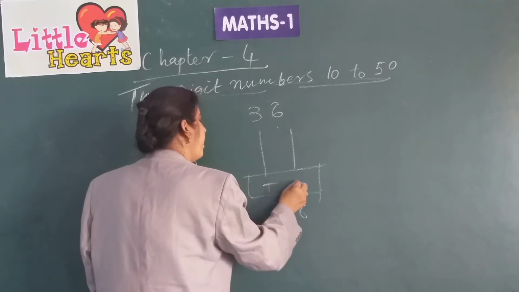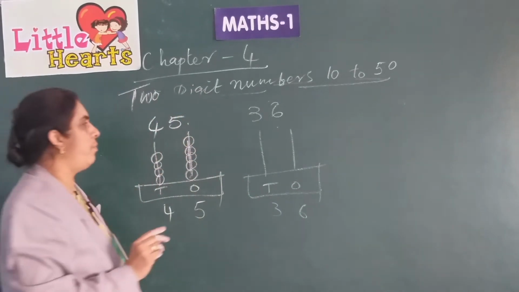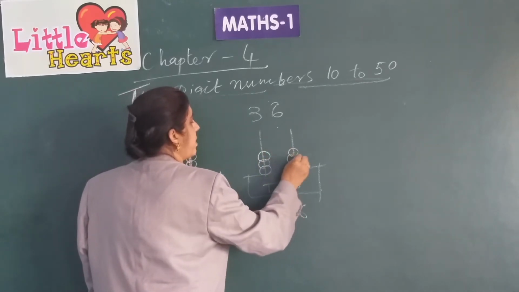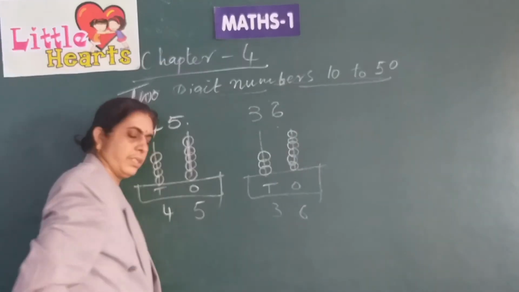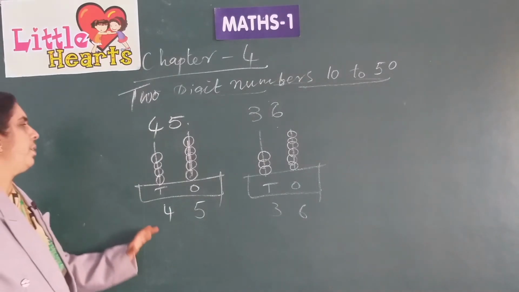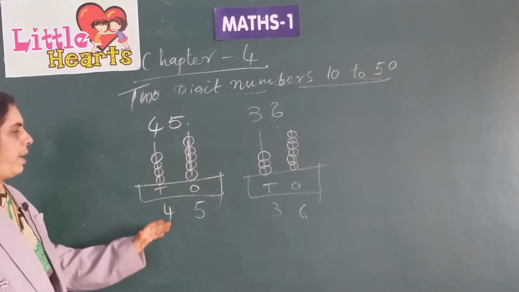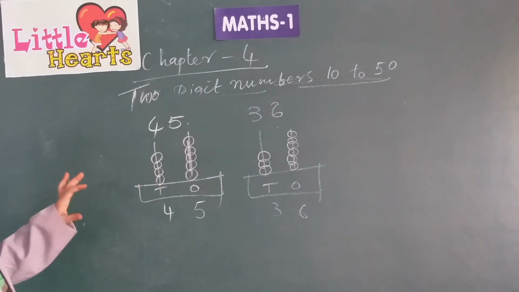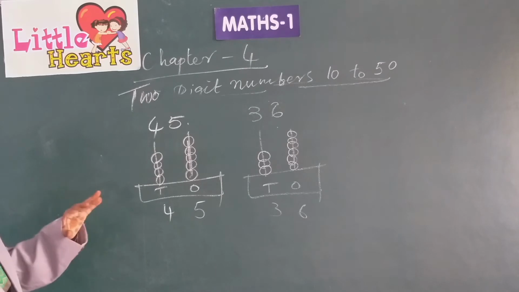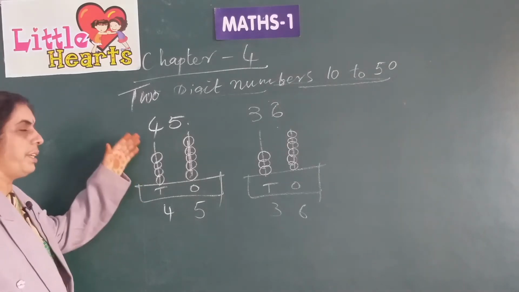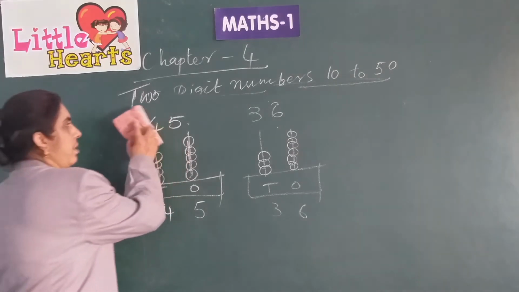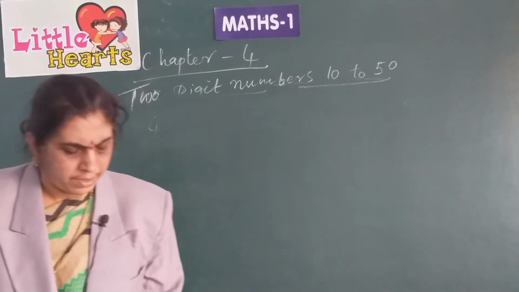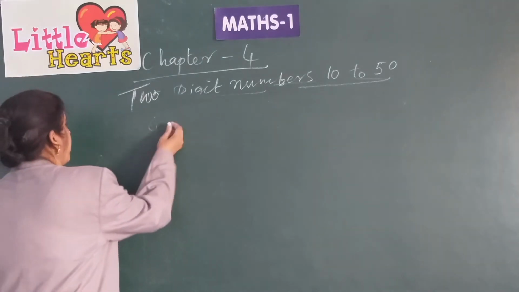Numbers are given here. You have to count the number of beads and draw on the tens place 3, and on the ones place 6: 1, 2, 3, 4, 5, 6. So in this way, you can draw the number of beads according to the number. This is about abacus, drawing the beads according to the number and counting the beads and writing the number. Now, we shall write the missing numbers.